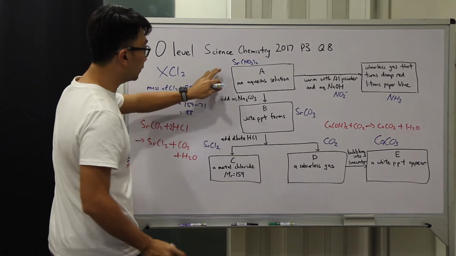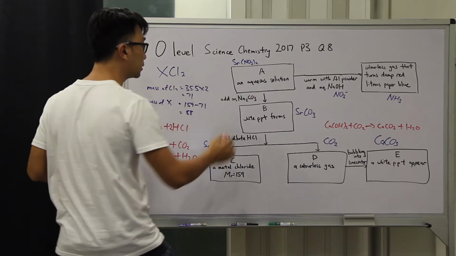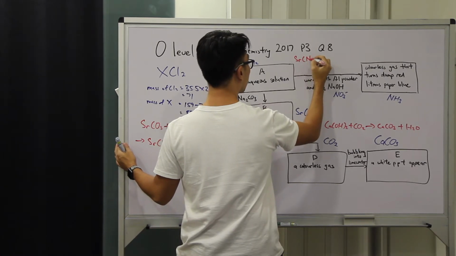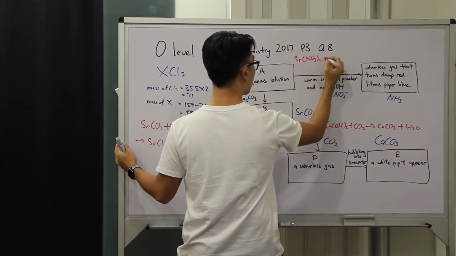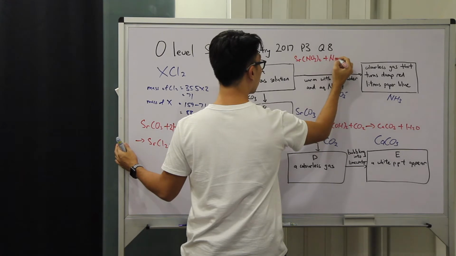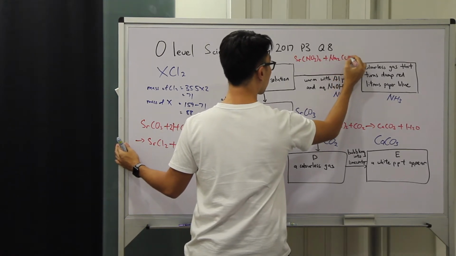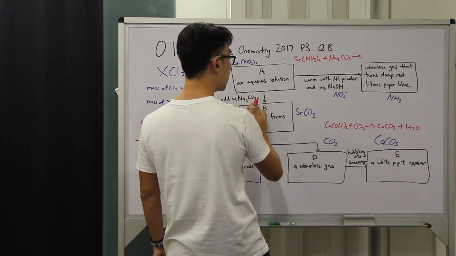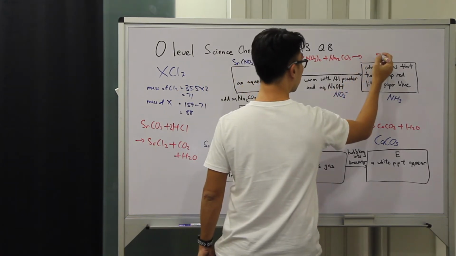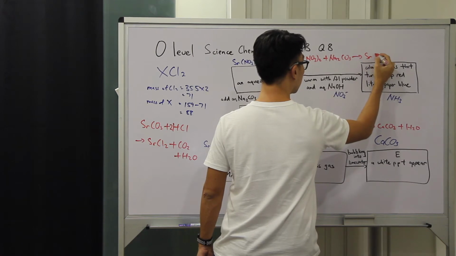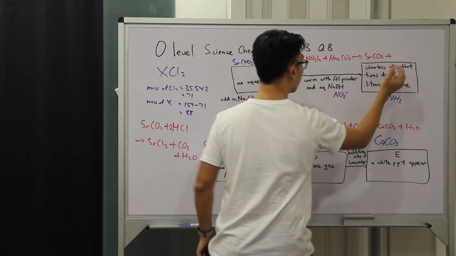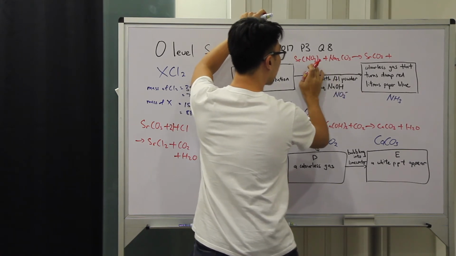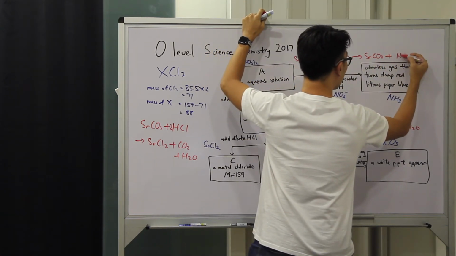Okay, we can also have the nitrate reacting with the carbonate. So I'm going to write this here. Strontium nitrate reacting with sodium carbonate. This will give us strontium carbonate, plus, then we'll have sodium nitrate as the other compound.